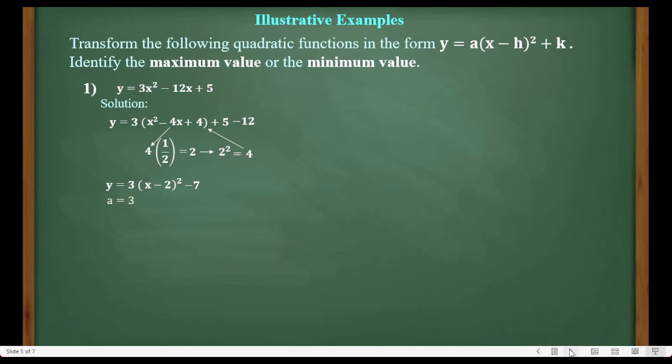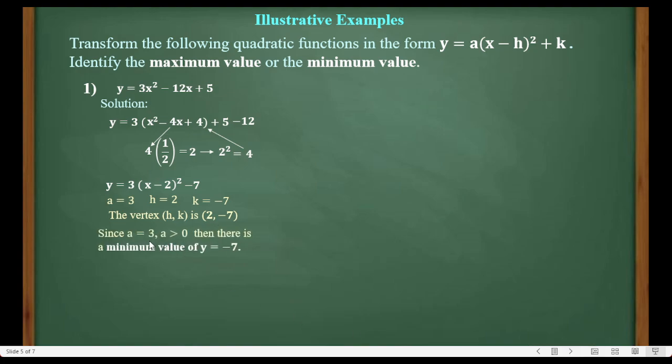Ayun. Now, A here is 3, which is positive. So, ano ibig sabihin yan? If the value of A is positive or greater than 0, of course, H, which is 2, is taken from this one. Then, K is what? Yun. Negative 7, which is taken from this one. So, the vertex is at what coordinates? 2 and negative 7. K is negative 7.